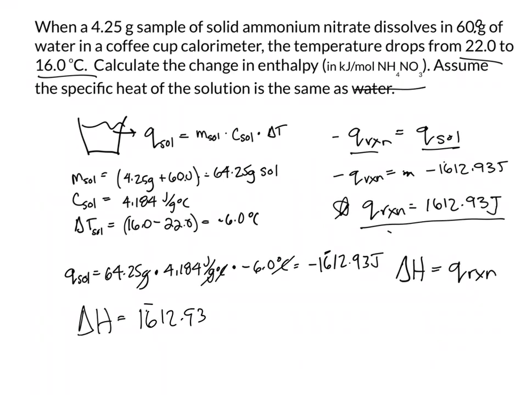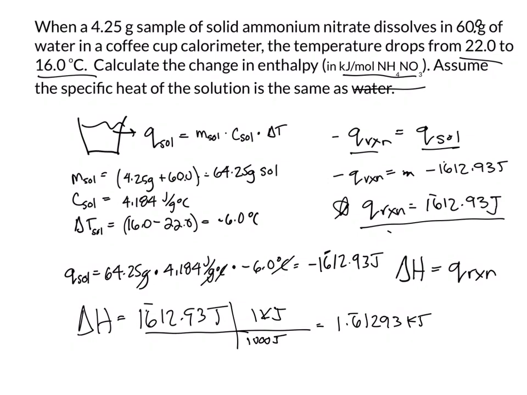Now they want us to express our delta H in kilojoules per mole of ammonium nitrate. So the way that we're going to calculate that is we are going to convert our delta H value into kilojoules, and then we're going to divide that value by the total number of moles of my ammonium nitrate. So let's go ahead and convert our joules into kilojoules. We know that there's 1,000 joules for every 1 kilojoule. So that gives us 1.612 kilojoules for our delta H value.